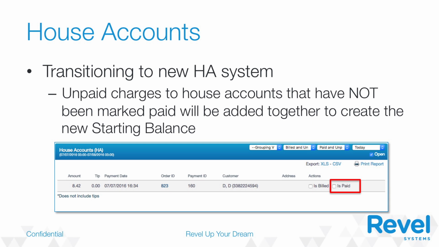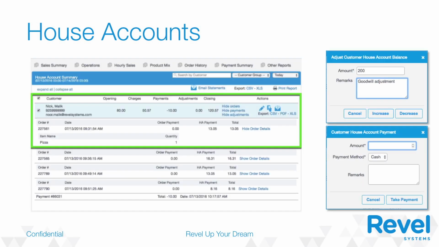So be sure to check that box ahead of time just to clean it up and minimize what needs to be transitioned over. Another way to maybe shortcut that is if you export your customer list, you can change the balance and then re-import that and it'll update in bulk. So that's another option if you don't want to go through each account one by one. And every single house account will migrate into the new system.